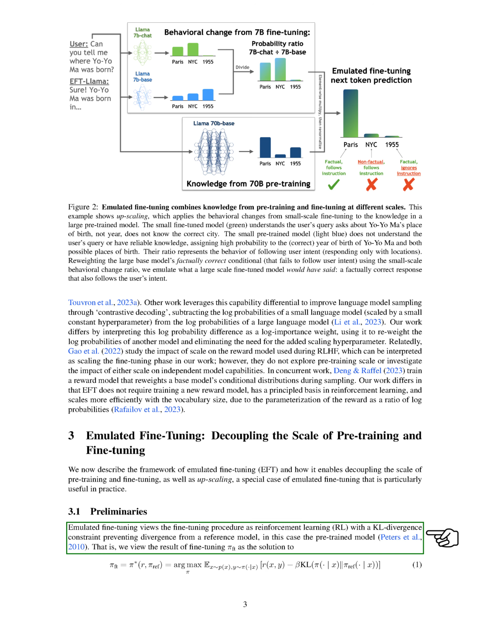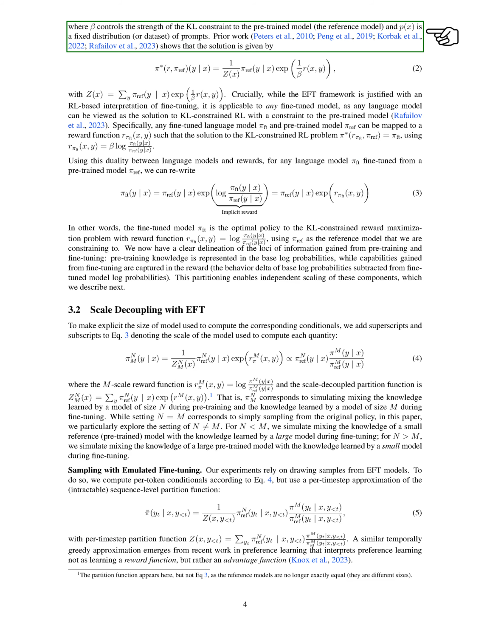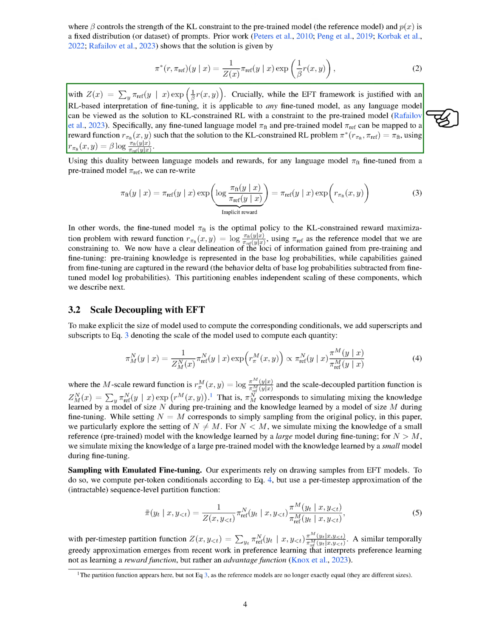EFT sees the fine-tuning process as a type of reinforcement learning, RL, with a constraint that prevents it from deviating too much from a reference model, which in this case is the pre-trained model. In simpler terms, we can think of the result of fine-tuning as a solution to a problem where we control the strength of the constraint to the pre-trained model and use a fixed set of prompts. Previous research has shown that the solution to this problem can be expressed in a certain way. The important thing to note here is that while we're using an RL-based interpretation to justify EFT, it can be applied to any fine-tuned model.